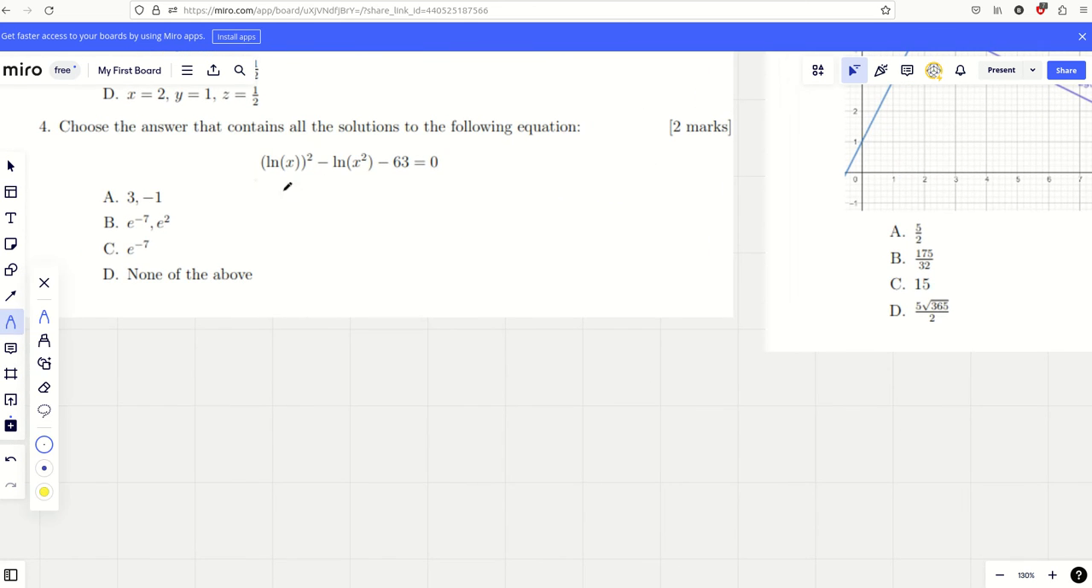Okay, this one, I hope you can see immediately. It's a disguised quadratic. Let u equal ln x.